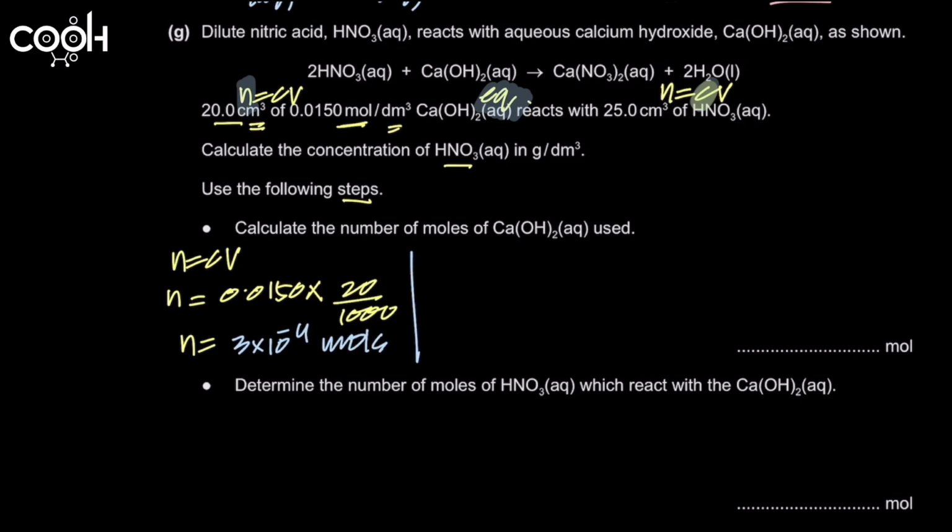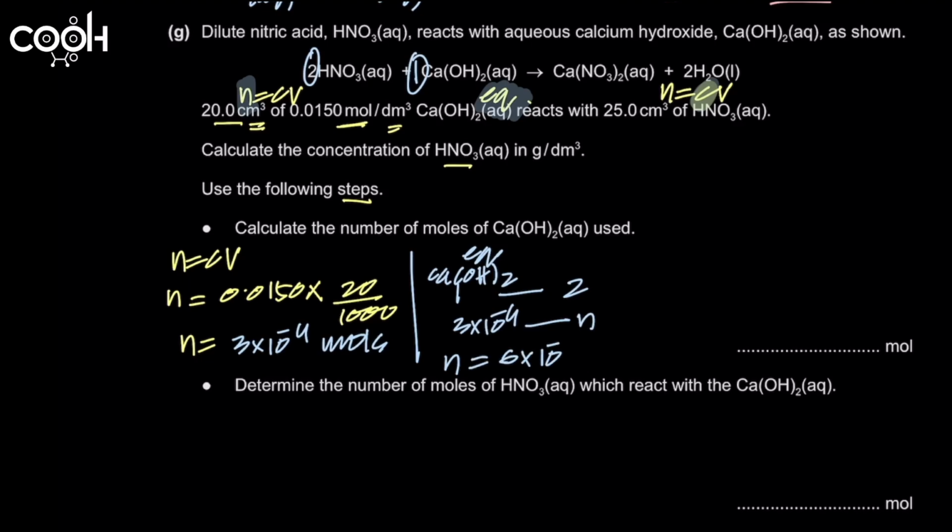Done. Once you find the moles of calcium hydroxide, then we use the equation to find the moles of HNO3. So what is the equation? The equation is telling us that 1 mole of calcium hydroxide always reacts with 2 moles of nitric acid. So if we have 3 × 10^-4 moles of calcium hydroxide, how many moles of nitric acid should it react with? Times it by 2, 6 × 10^-4 moles. That's the moles of nitric acid.